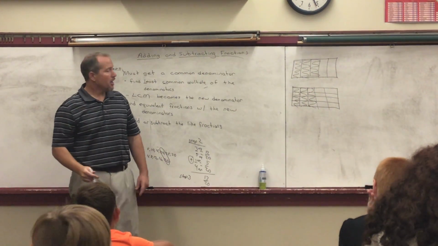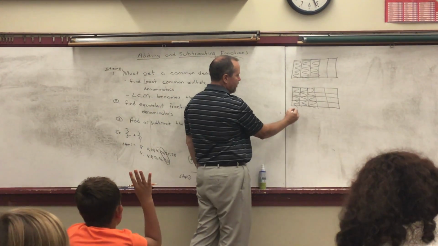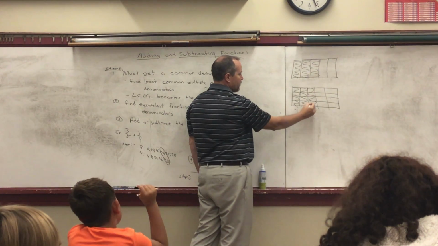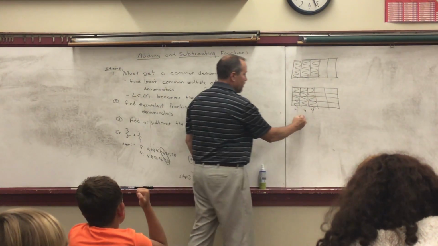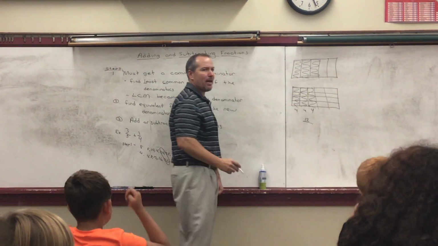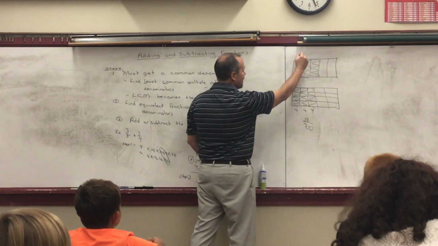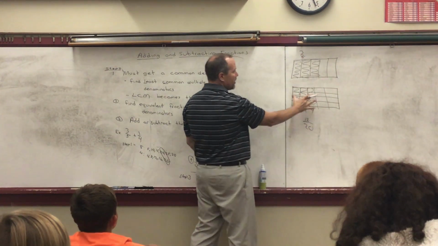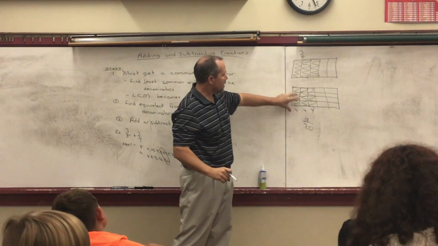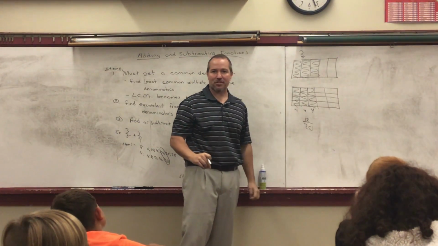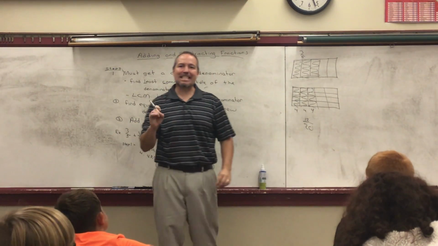Agreed? Now, how many sections are colored in this column? 4. This column? 4. This column? 4. 4 plus 4 plus 4 is what? 12. 12 out of the total of how many? 20. The same amount is colored in here, it's 3/5, as is colored in this one. It just happens now, instead of being broken into 5 sections, this whole thing is broken into 20 sections. So, 3/5 and 12/20 is the exact same amount.